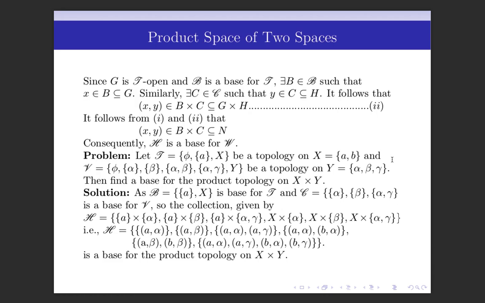So we have the bases, and then we can find the collection of Cartesian products of members of B and C. So we can write here, and then we can write the elements of these sets, and so we have a base for the product topology on X cross Y with the help of the theorem which we have just proved.